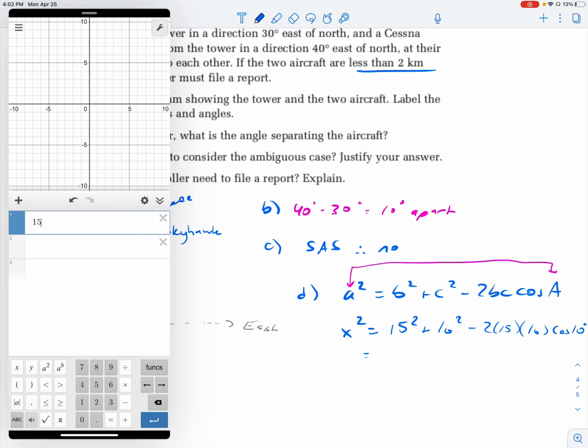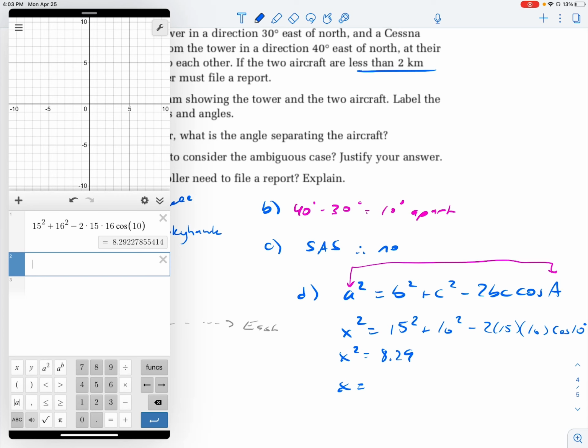So we'll do 15 squared plus 16 squared minus 2 times 15 times 16 times cos of the angle in between, 10. Okay, that's X squared. We're going to have to square root that. And it looks like we might be filing a report. So we'll take the square root of 8.29, and we got 2.87. I'm going to say it's approximately 2.9, which will be kilometers.